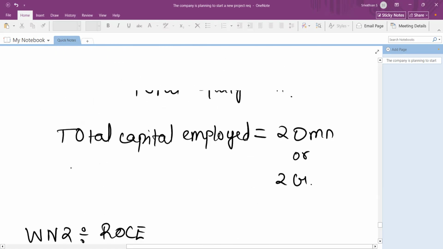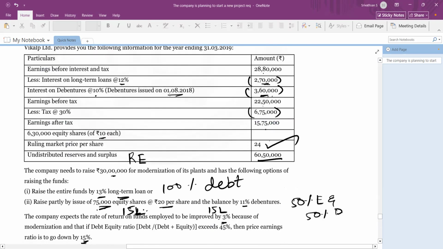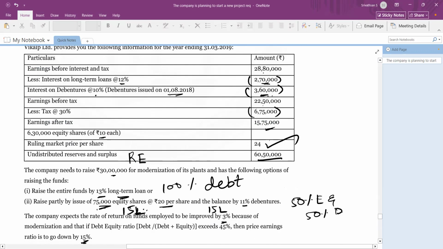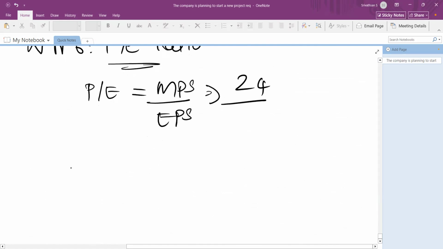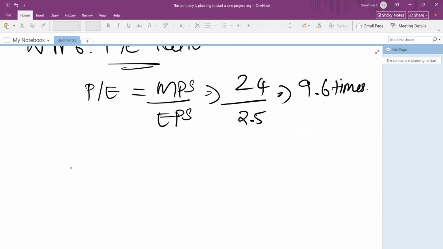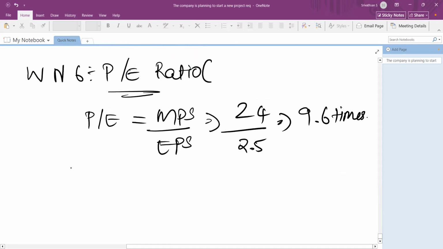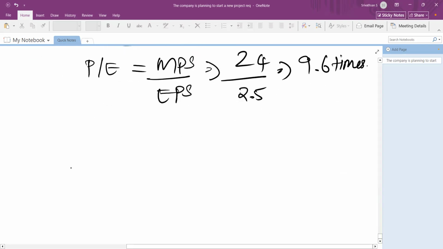EPS is not directly given in the question, but we can still calculate it. This is a simple calculation. Earnings after tax is given, which is 15,75,000, and the number of outstanding equity shares is 6,30,000. So 15,75,000 divided by 6,30,000, we get 2.5. So EPS is 2.5 per share. So MPS is 24 and EPS is 2.5. So 24 divided by 2.5, we get a PE ratio of 9.6 times. So this is the existing PE ratio. Let me write it: working note number 6 is the existing PE ratio.